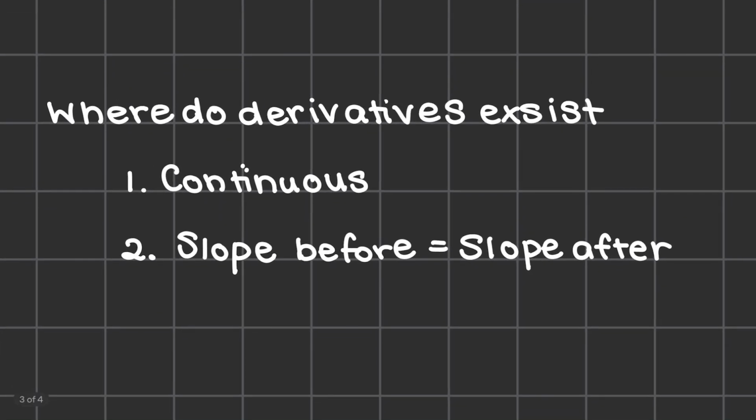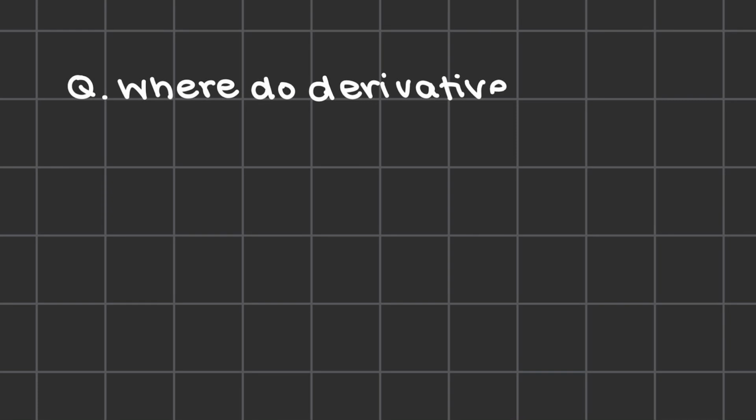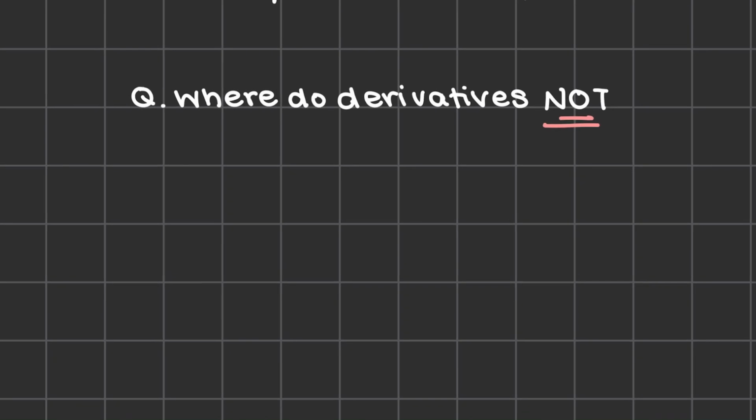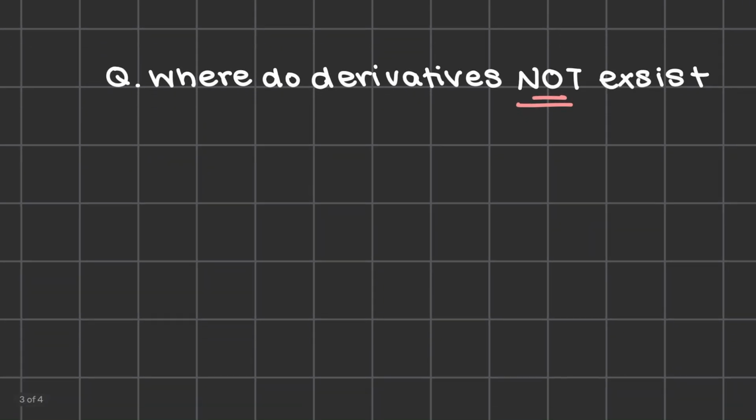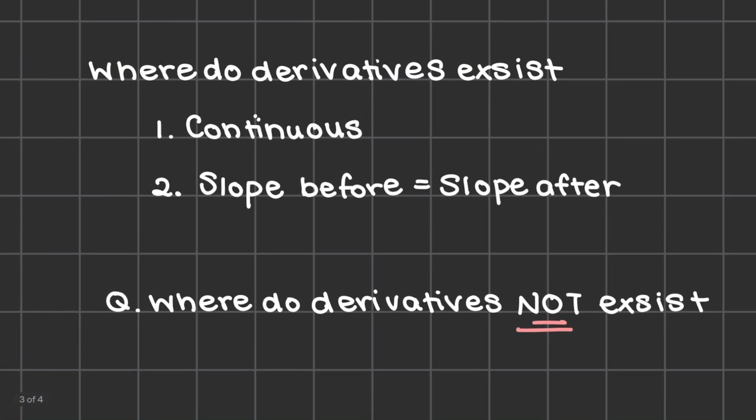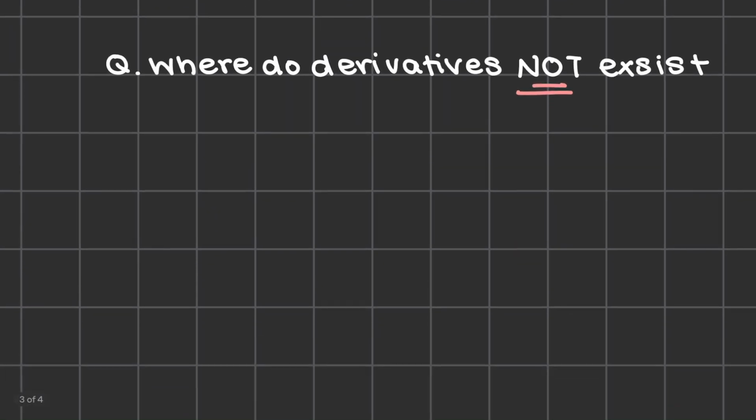Okay, so this may seem a little confusing, so let's do the complete opposite right now. Let's ask a different question. Where do derivatives not exist? Well, to answer that, we just have to do the exact opposite. First, let's come out and see the requirements. It has to be continuous. Okay, so when is a function not continuous? Let's just name a few examples. The first exception to differentiability is a vertical asymptote.